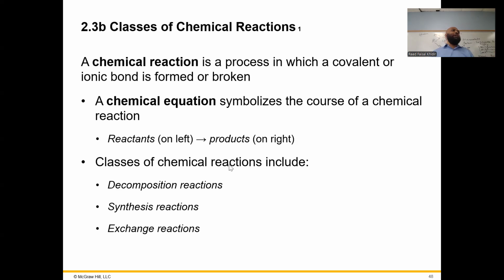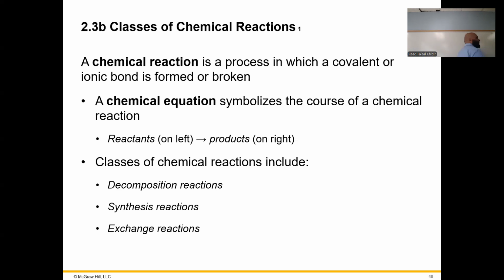You go to the store, you give the money, you buy something. Now, a chemical reaction is a process in which a covalent or ionic bond is formed or broken. So, in a chemical reaction, we form a bond or we break a bond. Always the arrow in a chemical reaction is pointing from the reactants to the products. And if products are falling back to give me a reactant, then they become the reactant.